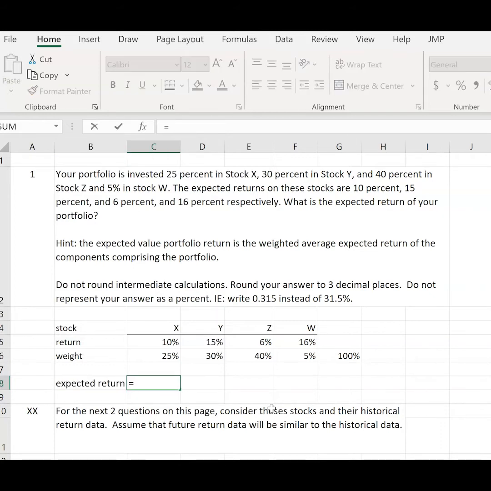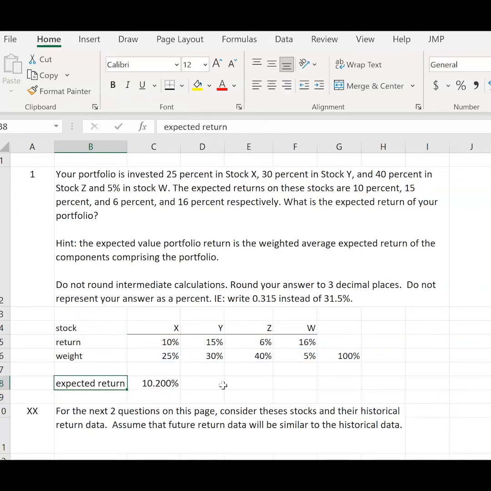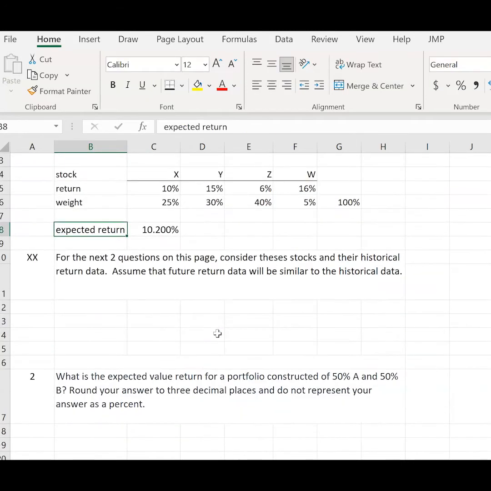Expected return is equal to the weight in stock X times the return of stock X, plus the weight in stock Y times the return of stock Y, plus the weight in stock Z times the return of stock Z, plus finally the weight of stock W times the return of stock W. And we get 10.2%. All right, question 2.